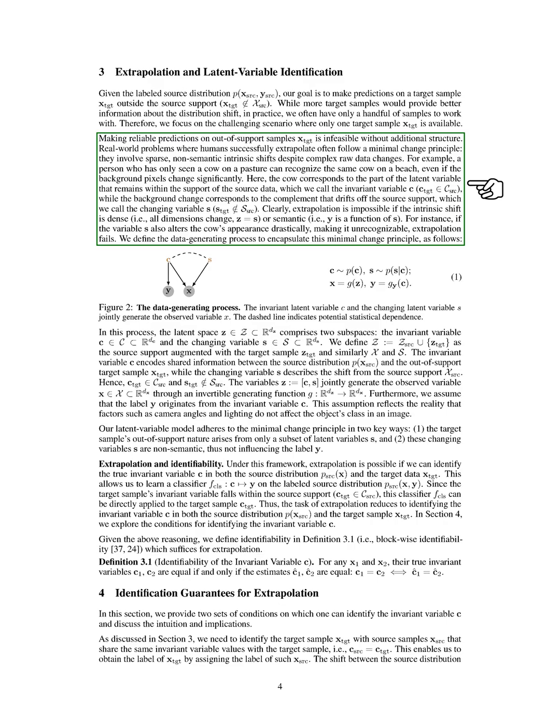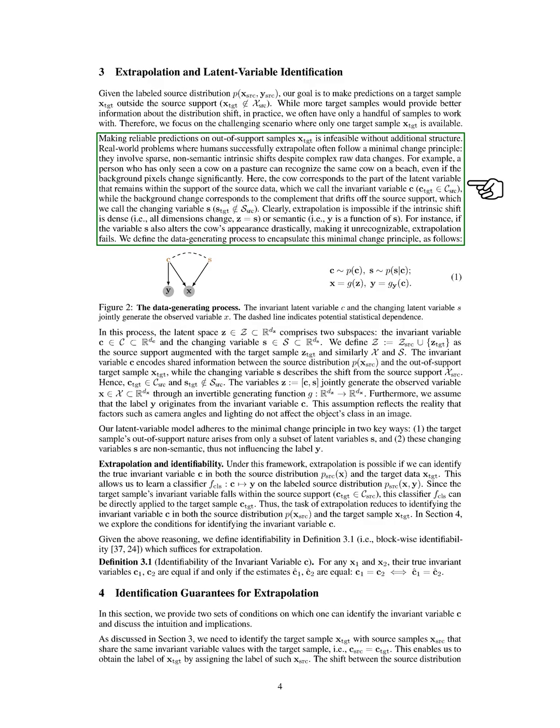Here, the cow represents the invariant variable, while the background change corresponds to the changing variable. Extrapolation fails if all dimensions change or if the changing variable significantly alters the object's appearance. We define our data generating process based on this minimal change principle.